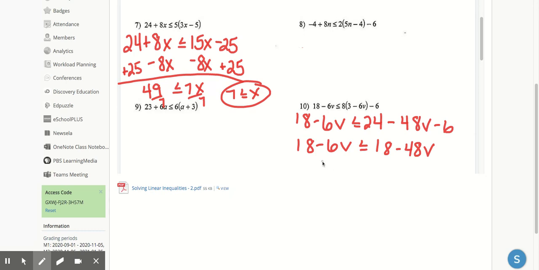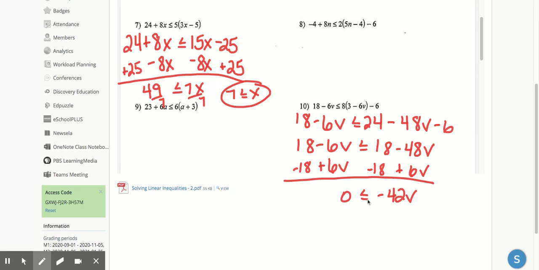And then say we go to add 6v and subtract 18. 18 minus 18 is 0. Negative 6v plus 6v is 0. 18 minus 18 is 0. And then we've got negative 48 plus 6. That'll be a negative 42v. And so here, even though you've got a 0, we can still divide both sides by negative 42. 0 divided by anything is 0, but we were dividing by a negative, so we've got to flip that inequality symbol. We get 0 is greater than or equal to v.